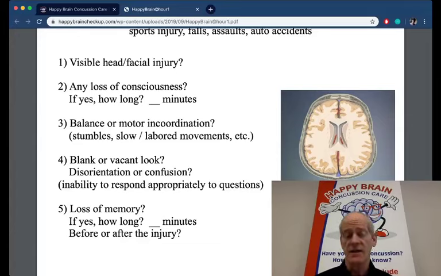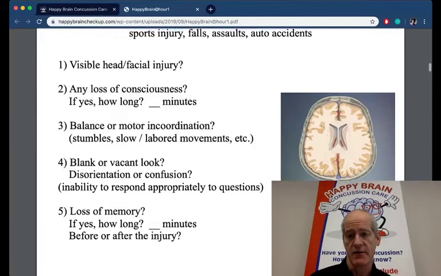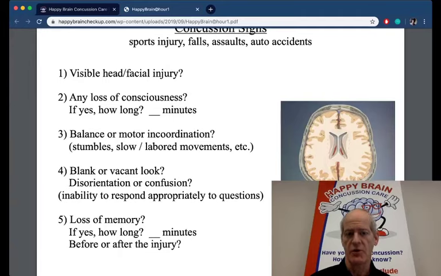And then loss of memory. What we want to know about loss of memory. How long? Where's their memory loss? Do they have a short-term memory loss? Do they have a long-term memory loss? Is their memory loss like, I can't remember anything right before the accident, or I can't remember things that happened after the accident? Those are all questions we want to ask to get more definition. But loss of memory is a sign of concussion. And you can see that the person doesn't remember. They may not remember their name or somebody else's name. They may not remember times or events.